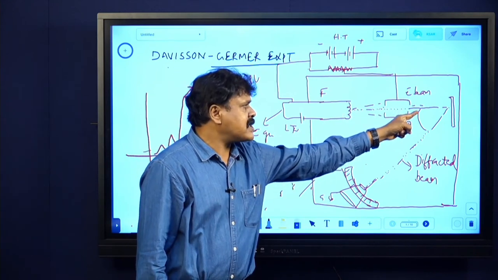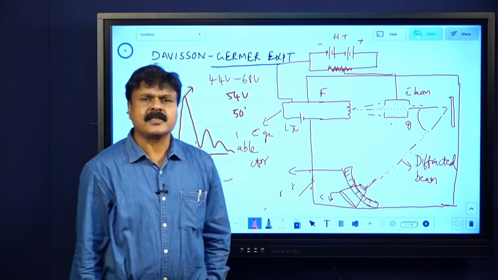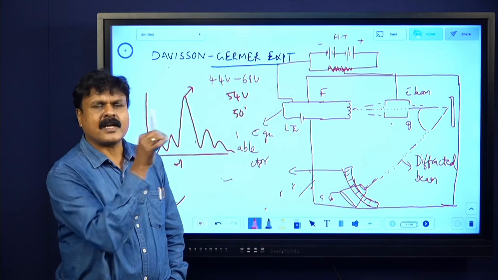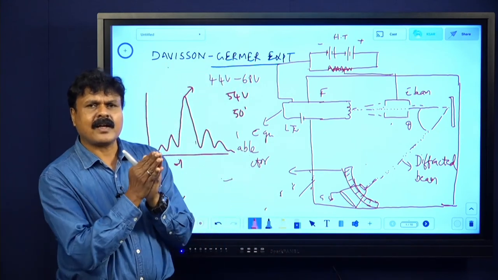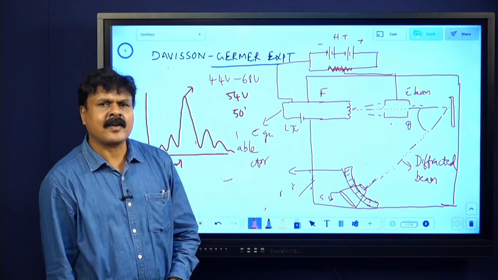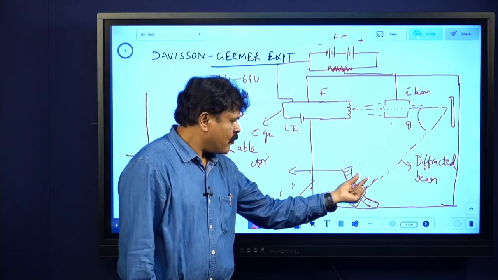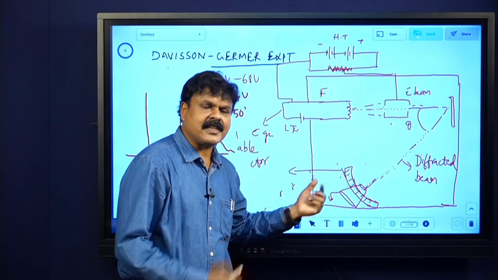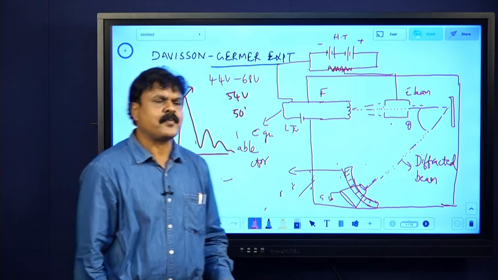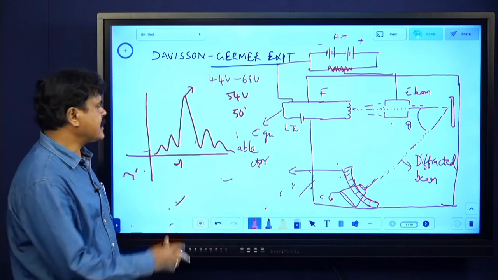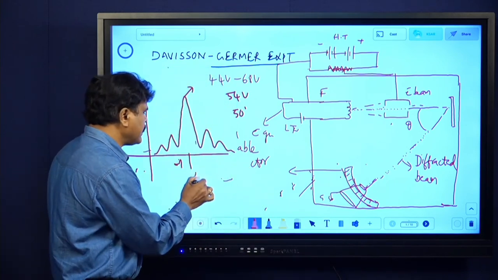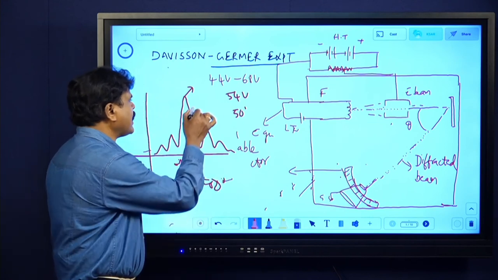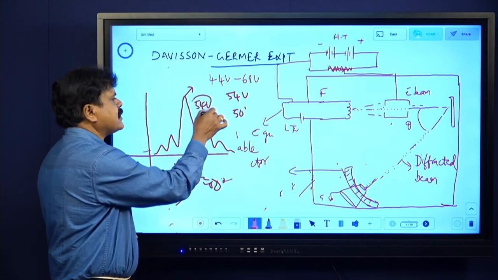That electron beam which is coming out, it is parallel, it is a collimated beam. That is made to strike the nickel target. That nickel target just scatters the electron beam. So here, what is the intensity? That intensity distribution we are studying. You are getting one peak exactly at theta equals 50 degree and at a potential of 54 volts. Mention that.